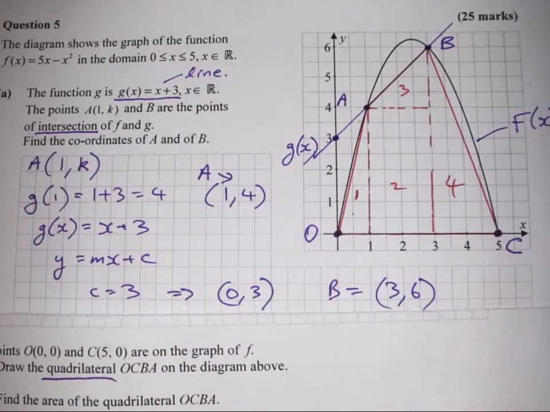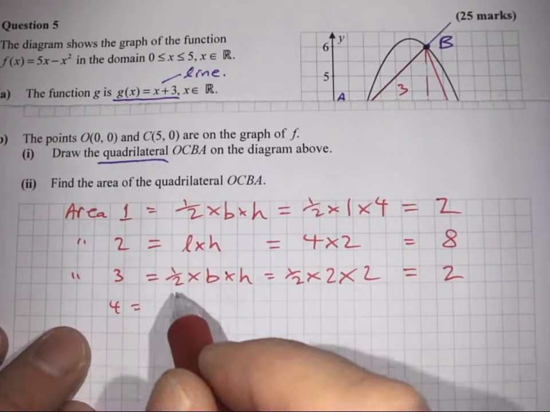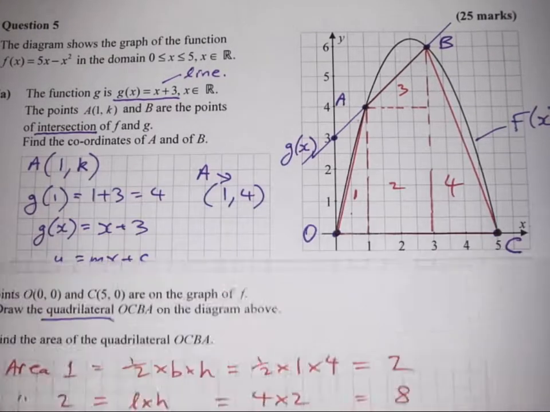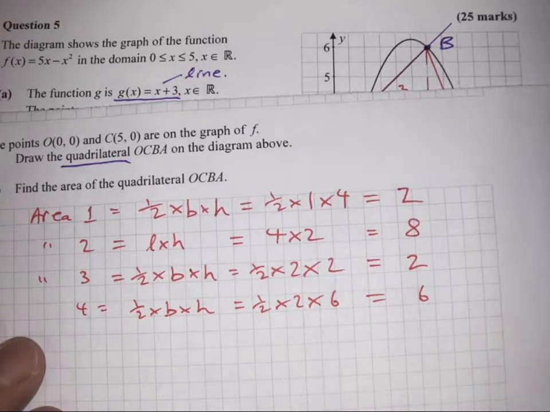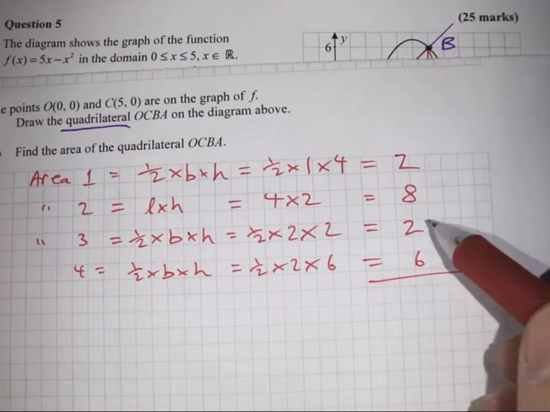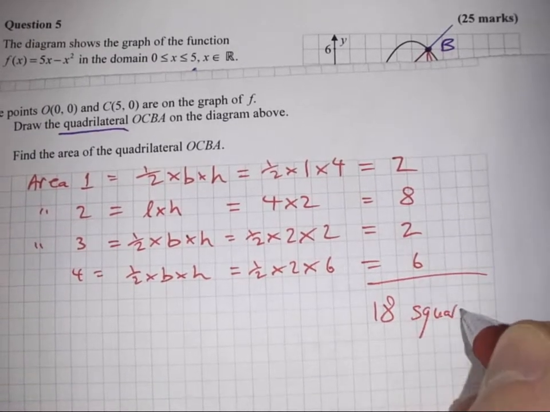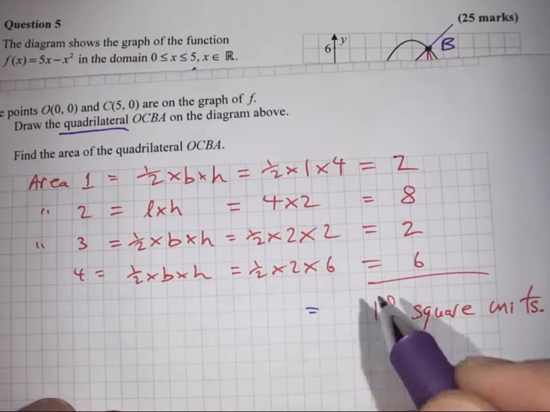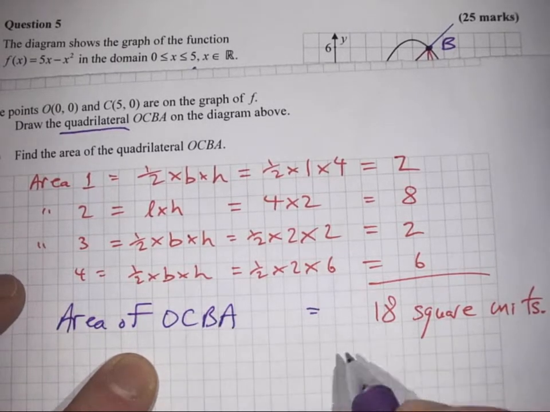Finally, we have shape 4, which is another triangle. The base is 2 and the height is 6. So shape 4, half times the base times the height. The base is 2 units, times the height, 6 units. 2 6s are 12, and half of that is 6. So we just add up these areas: 2 and 2 is 4, and 6 is 10, and 8 is 18. 18 square units. And that is the area of our quadrilateral OCBA, 18 square units.